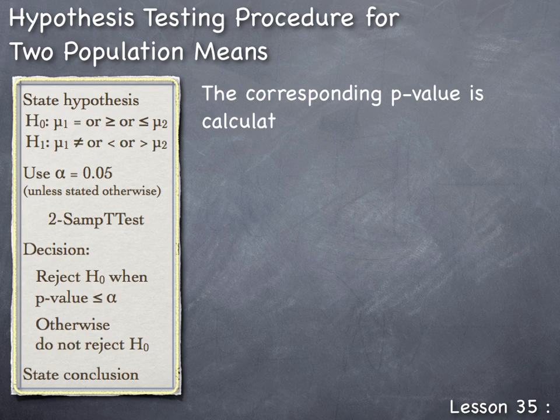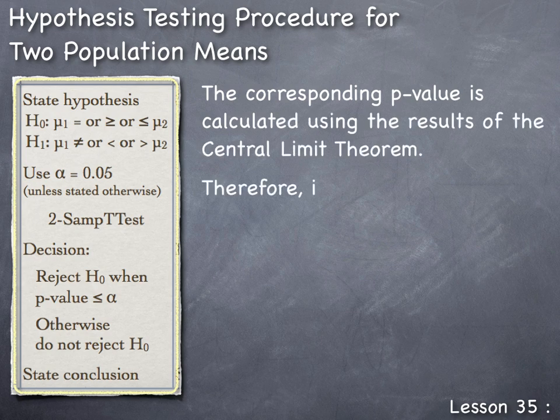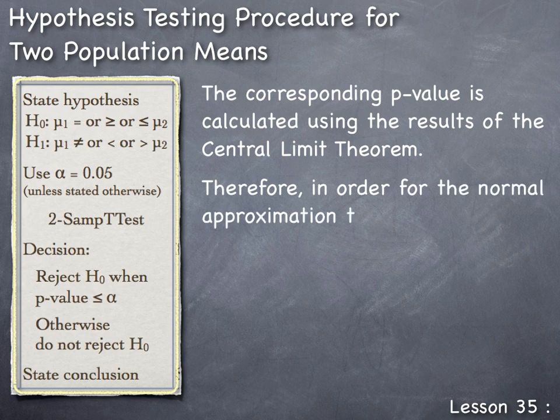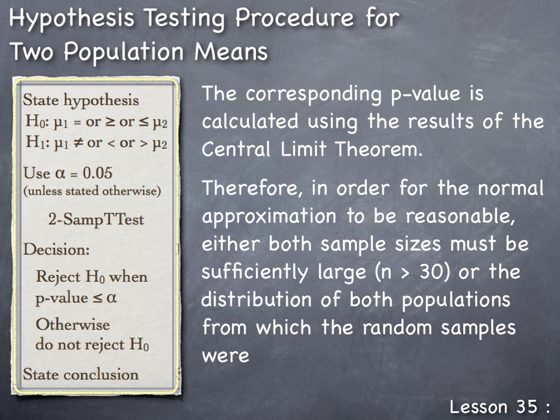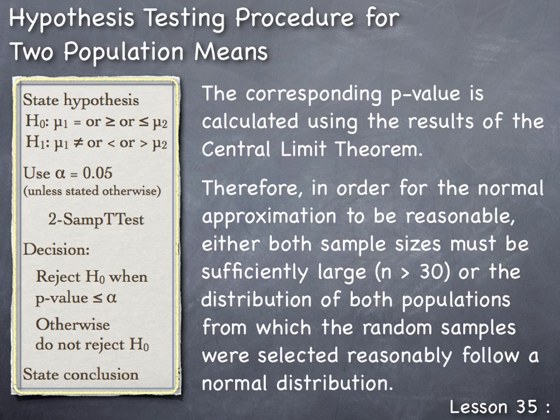The corresponding p-value is calculated using the results of the central limit theorem. Therefore, in order for the normal approximation to be reasonable, either both sample sizes must be sufficiently large, or the distribution of both populations from which the random samples were selected need to reasonably follow a normal distribution. So, if both sample sizes, n1 and n2, are greater than 30, that is, they're sufficiently large, this hypothesis testing procedure can be applied.